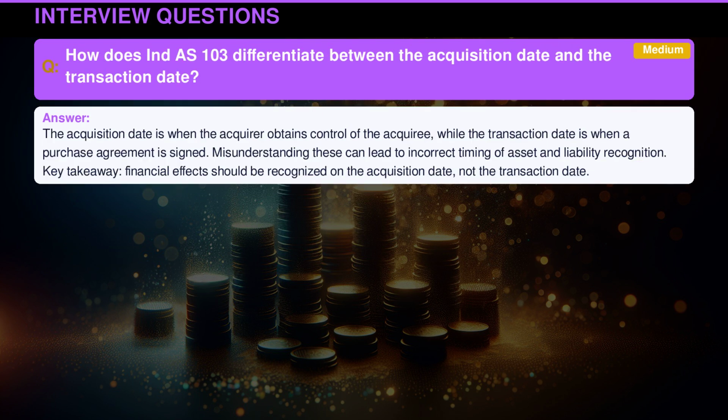The acquisition date is when the acquirer obtains control of the acquiree, while the transaction date is when a purchase agreement is signed. Misunderstanding these can lead to incorrect timing of asset and liability recognition. Key takeaway: financial effects should be recognized on the acquisition date, not the transaction date.